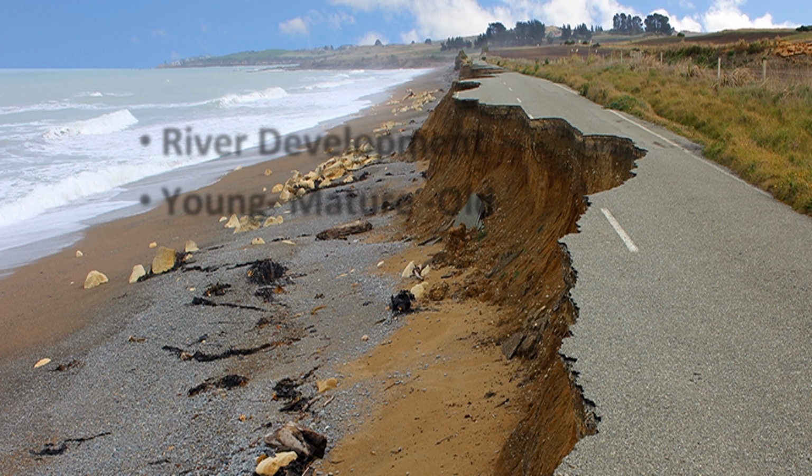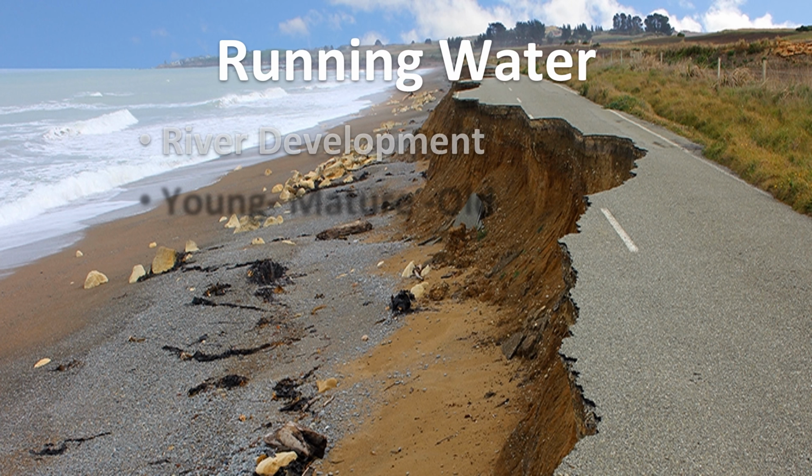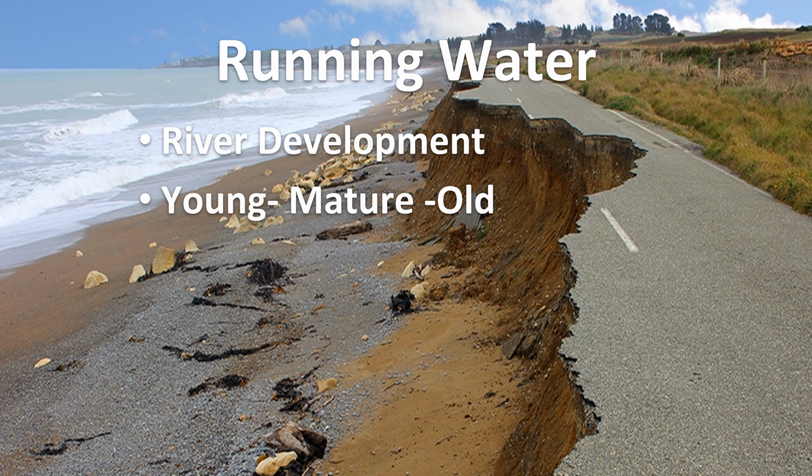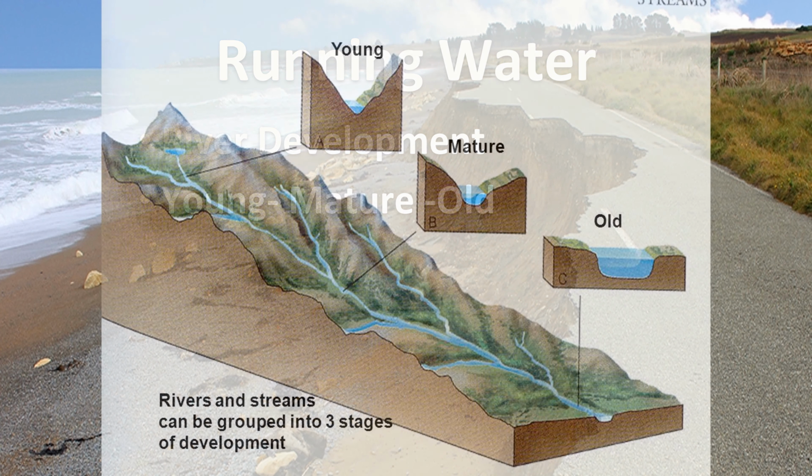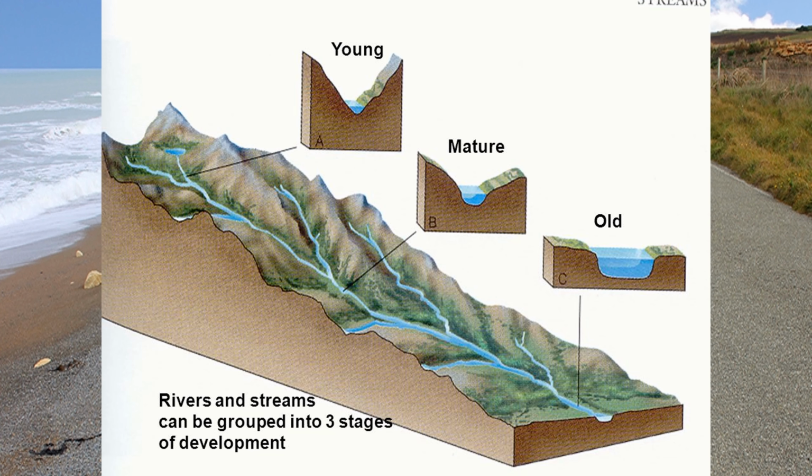So rivers are very much like people in that they go through stages of development and they age just like we do. Rivers are going to go through this process of development and aging, and they become what we call young rivers, mature rivers, and old rivers. So a young river, as you can see in this image, which is located up here towards the mountains, tends to exist in these kind of places.